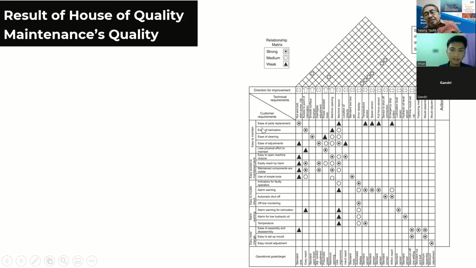That is in terms of part replacement, lubrication, and cleaning of machine and adjustment, and also less physical effort to maintain. This is also the main consideration from the maintenance. And the second one is easy access to maintain parts. Easy to open machine cover, easy reach by hand, maintained components are visible, and also use simple tools. And number 3 is easy to troubleshoot. When troubleshooting comes, the indicator of faulty operation is easy. Alarm warning is clear and automatic shut off, and also offline monitoring.